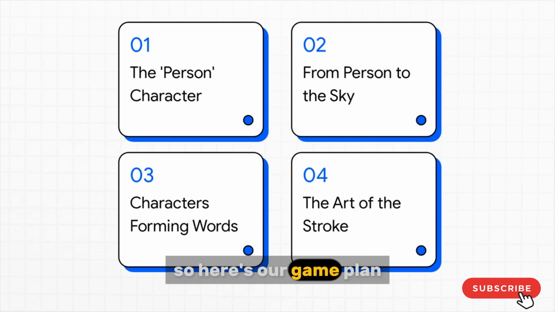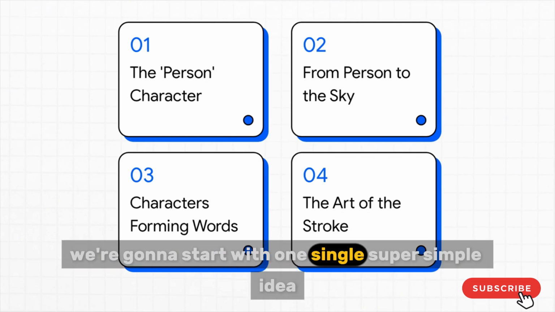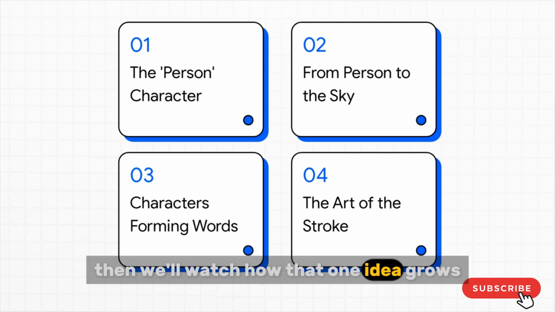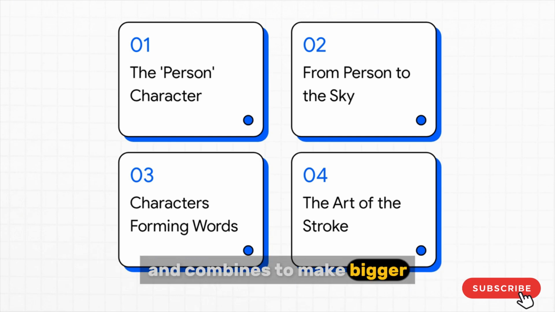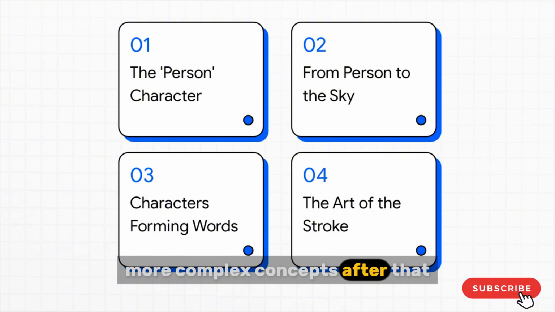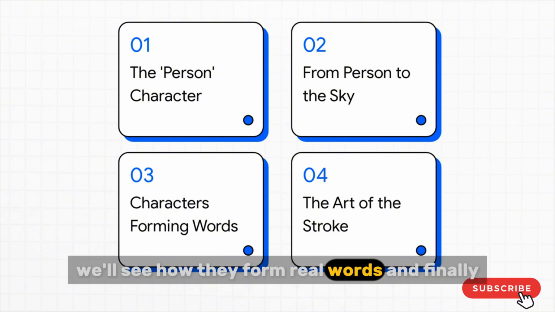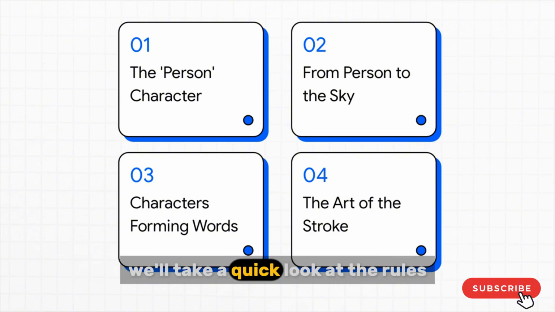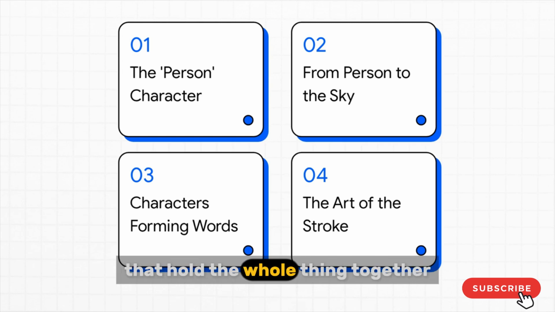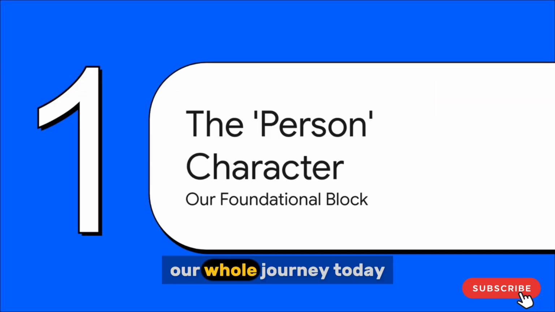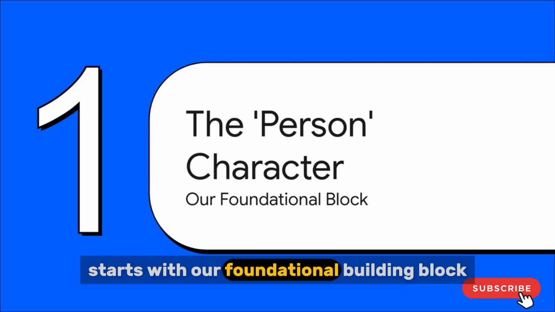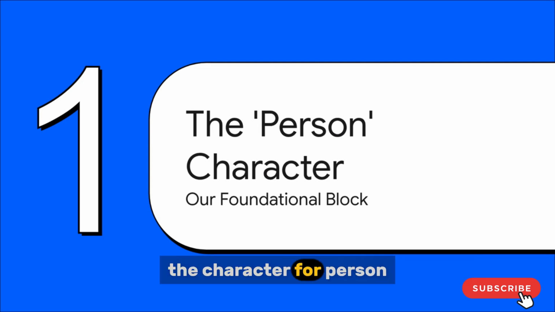So here's our game plan. We're going to start with one single, super simple idea. Then we'll watch how that one idea grows and combines to make bigger, more complex concepts. After that, we'll see how they form real words. And finally, we'll take a quick look at the rules that hold the whole thing together. Our whole journey today starts with our foundational building block, the character for person.